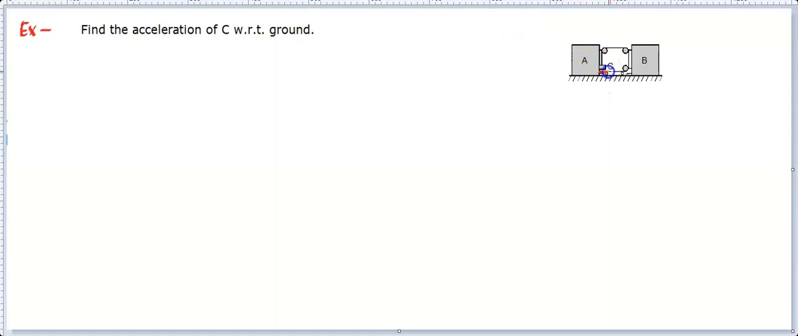A string is tied with A, then goes over this pulley which is connected to B, then again another pulley which is connected to B, then goes to the pulley which is connected to A, then finally gets connected with C. So this is the C block. This is how this arrangement has been made. And these pulleys are of the respective blocks, as you can see.